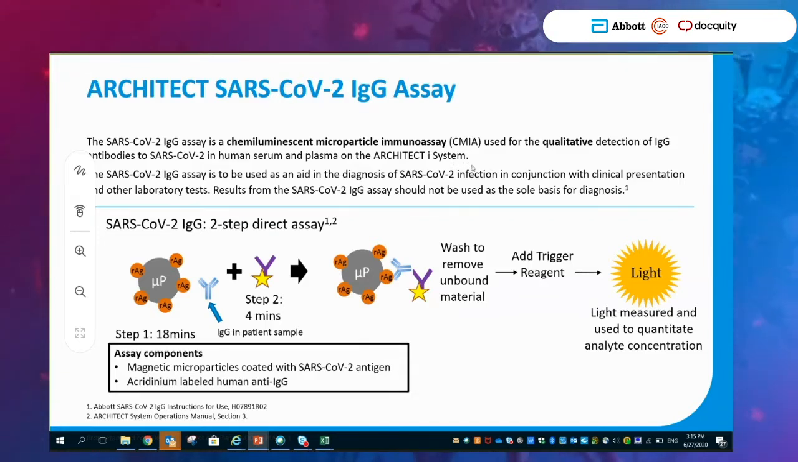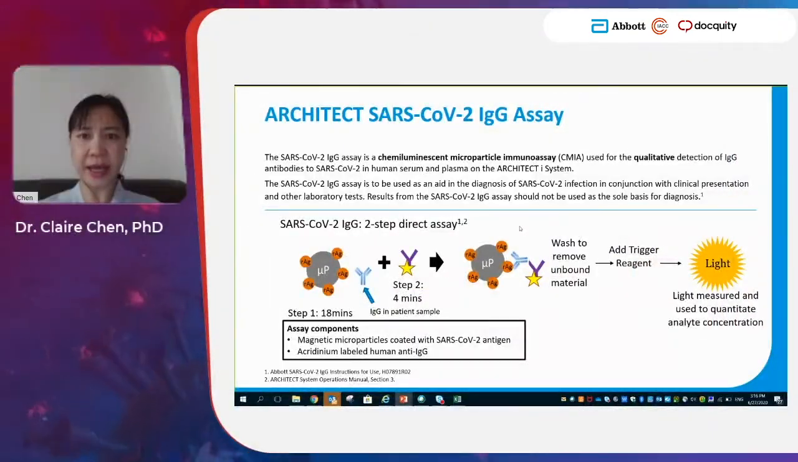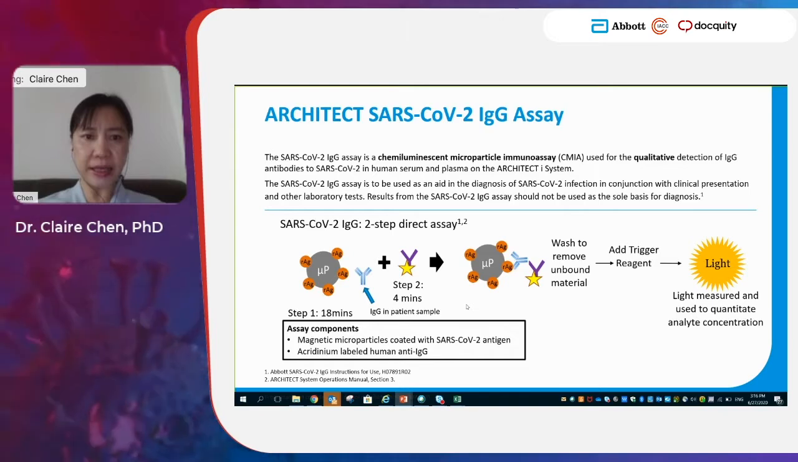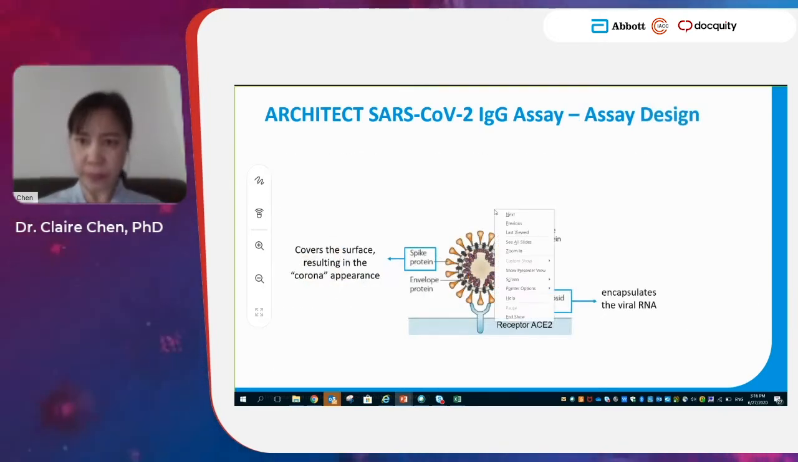It is supposed to be used on analyzers like Architect and Alinity. The assay is a two-step assay. I won't go into the details about the reaction mechanism of the assay due to the interest of time. But the total processing time for this two-step assay is 29 minutes, and it can be run on the automatic analyzer.